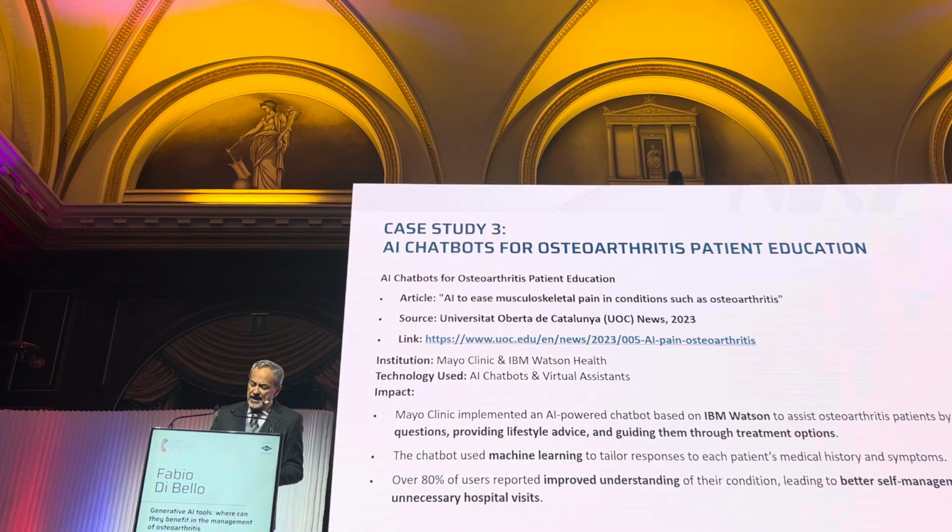Another example is patient education. AI can be used to better educate patients and therefore have better management. And this study from Mayo Clinic and IBM Watson: Mayo Clinic implemented an AI-powered chatbot based on IBM Watson to assist patients with osteoarthritis by answering medical questions, providing lifestyle advice, and guiding them through treatment options. Well, over 80% of users reported improved understanding of their condition, so more awareness, leading to better self-management and reduced unnecessary hospital visits.